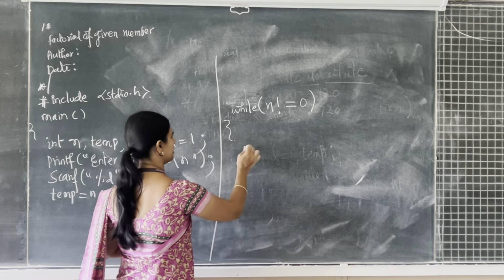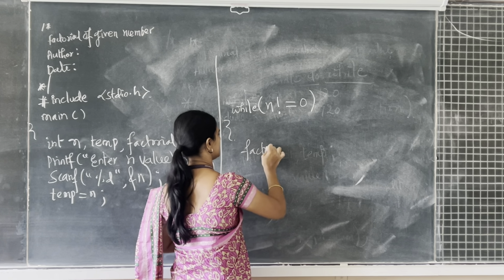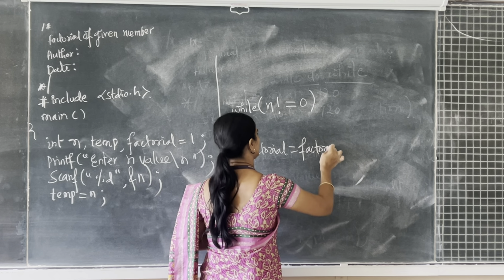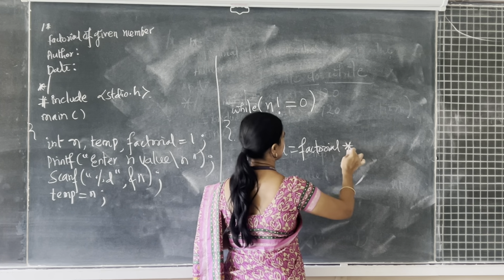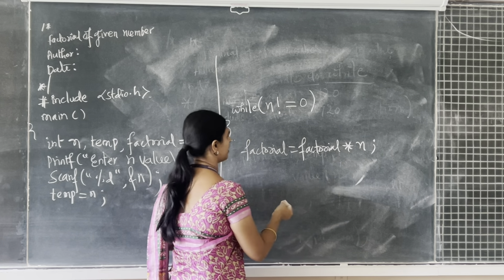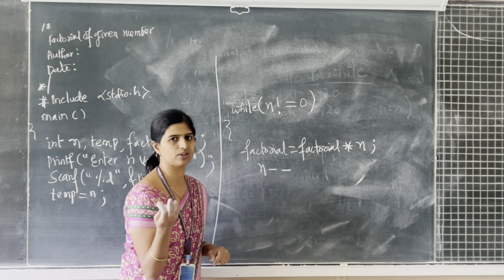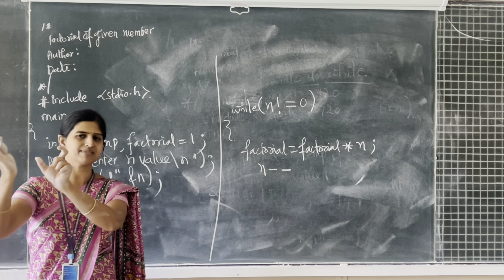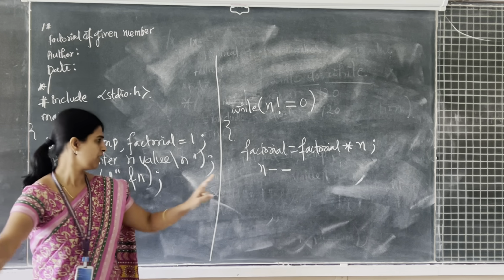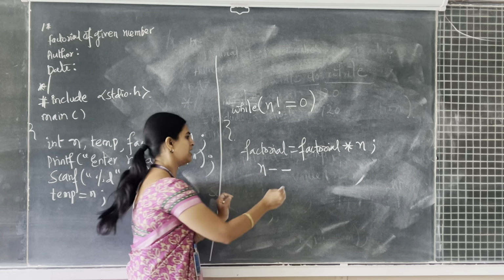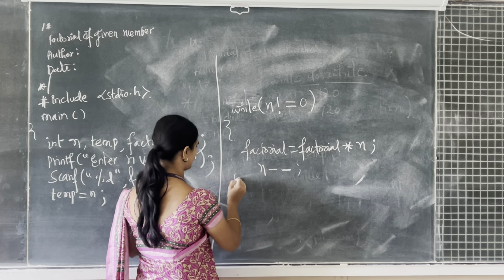What is it that I am doing? Factorial is equal to factorial star n value. And after that, I need to decrement the value of n. As we have already seen, 5 becomes 4, 4 becomes 3, 3, 2, 1, and so on. So n minus minus decrements the value of n by 1. Put a semicolon and complete this.